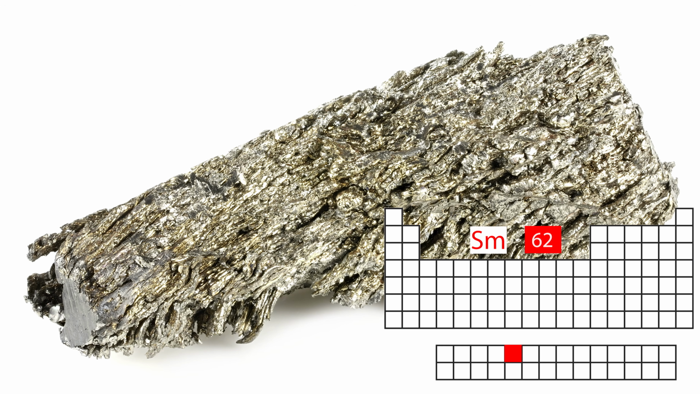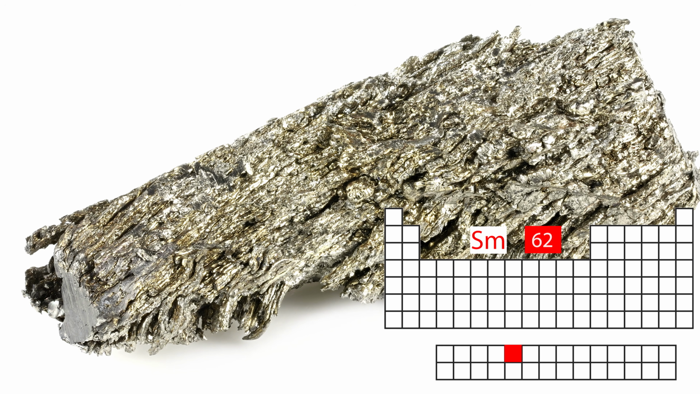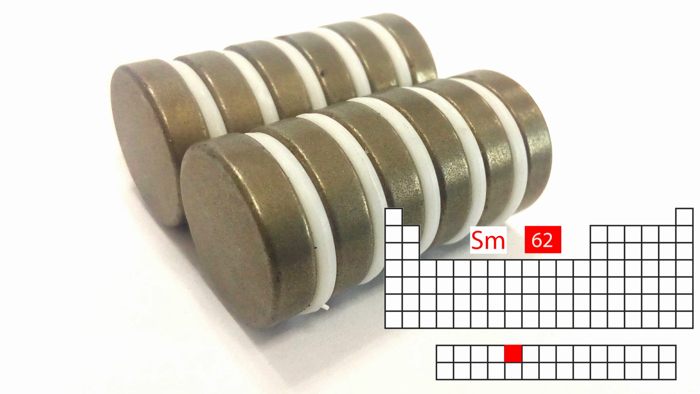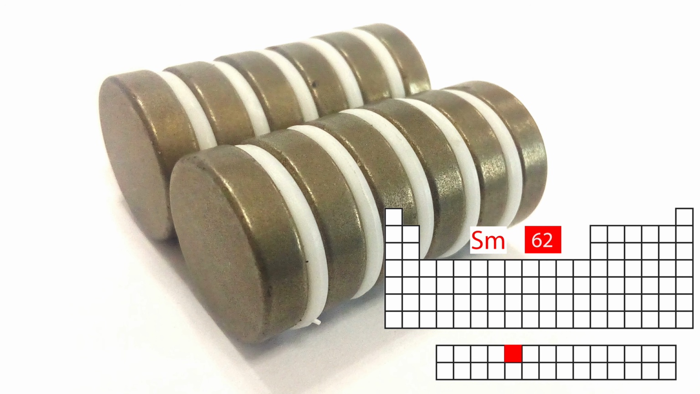Next we have element 62. It's called samarium. It's used in magnets that can operate at high temperatures. Here's a fun fact. It was discovered in a mineral called samarskite, named after a Russian mine official.